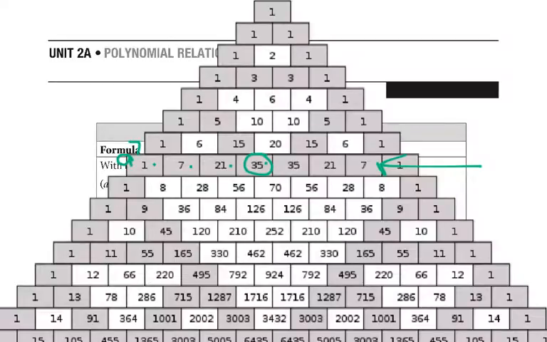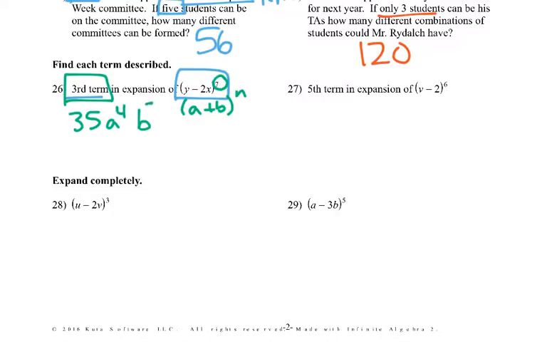A is always the highest, which was 7, because we're on row 7. B always starts at 0. So the 0 term would be a to the 7th, b to the 0. Then a goes down by 1, b goes up by 1. The first term is a to the 6th, b to the 1st. The second term, a to the 5th, b to the 2nd. And the third term, a to the 4th, b to the 3rd. Notice these exponents always add up to our power, 7, because we're on row 7. So we've got a to the 4th, b to the 3rd.